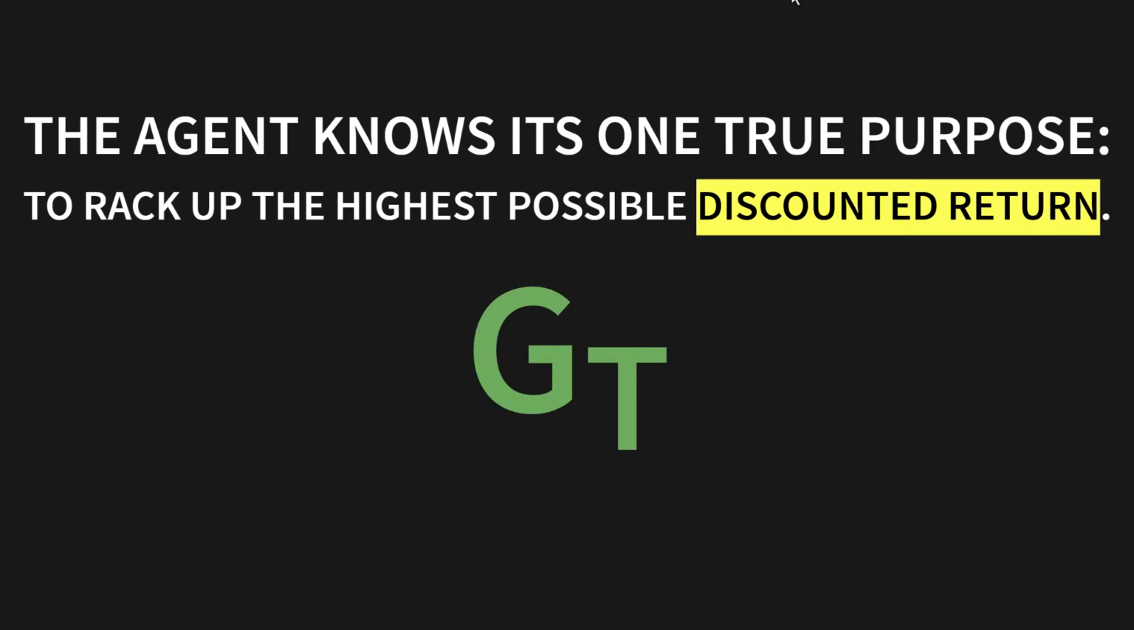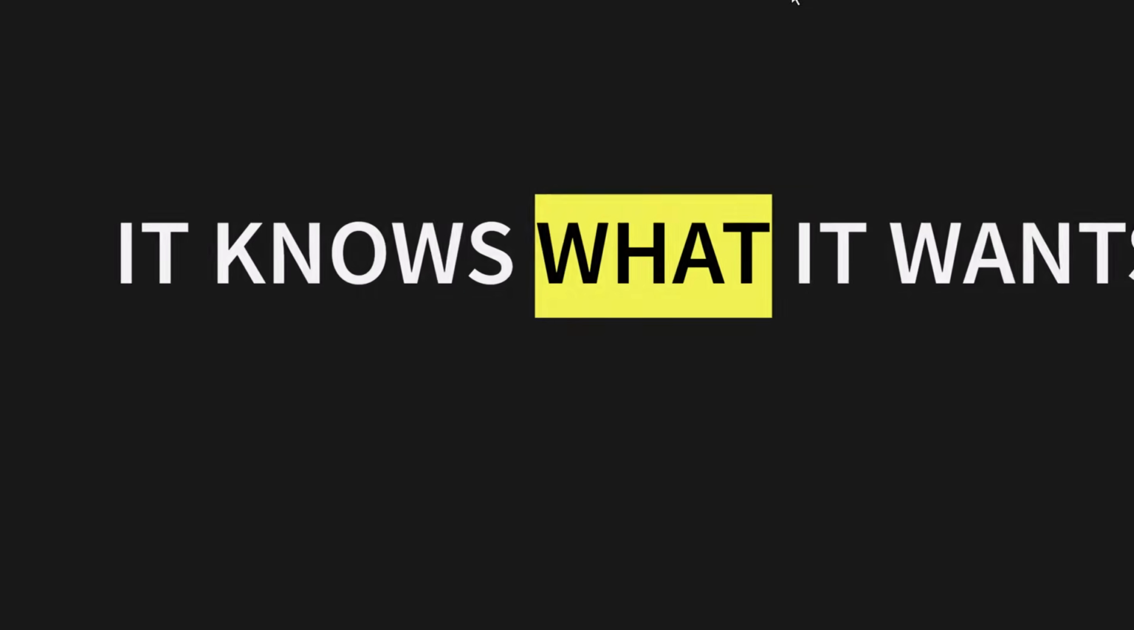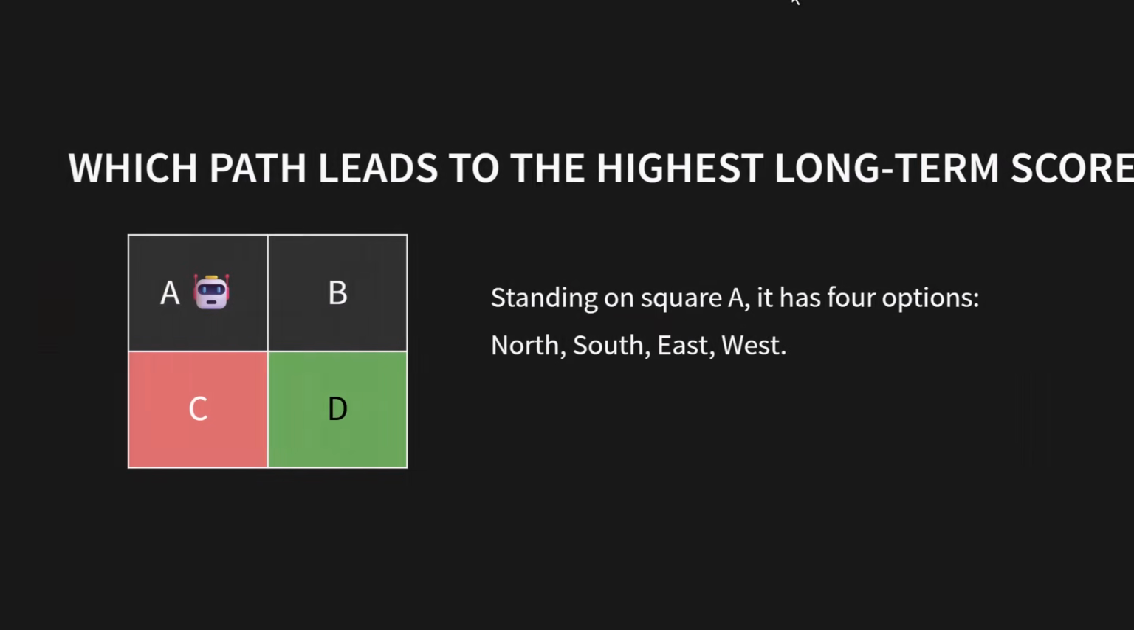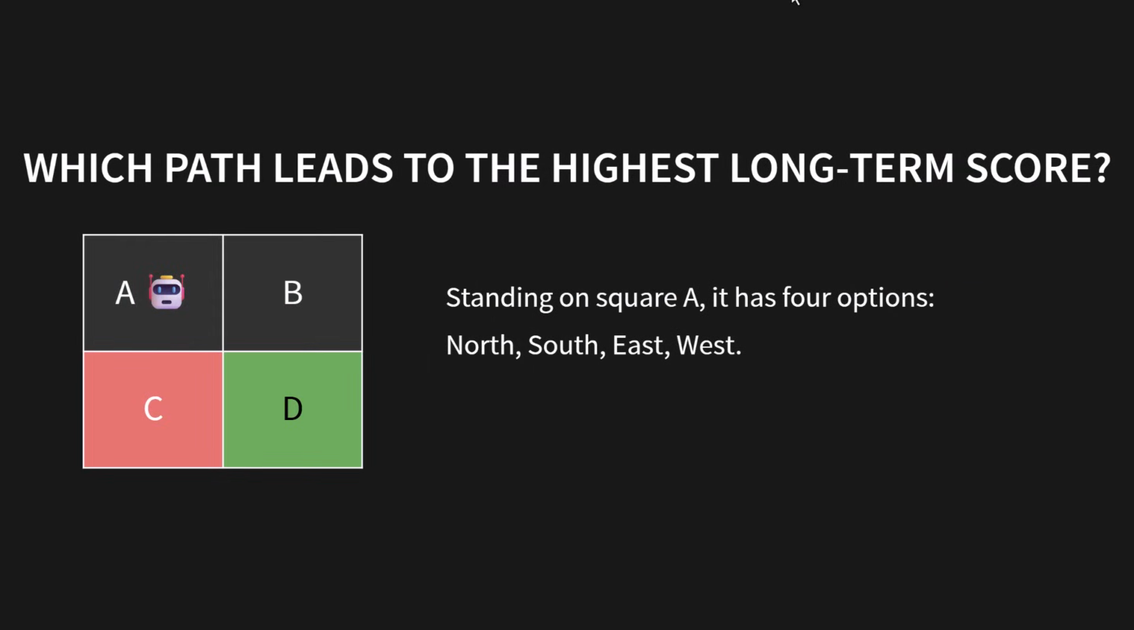Okay, so we have our North Star. Our agent knows its one true purpose in life: get the biggest possible discounted return. That number, G_t, we just defined. It knows what it wants. But it has absolutely no idea how to get it. Look at our agent here. Standing on square A, it has 4 options: north, south, east, west. Which one of these paths leads to the highest long-term score? How does it even begin to decide?